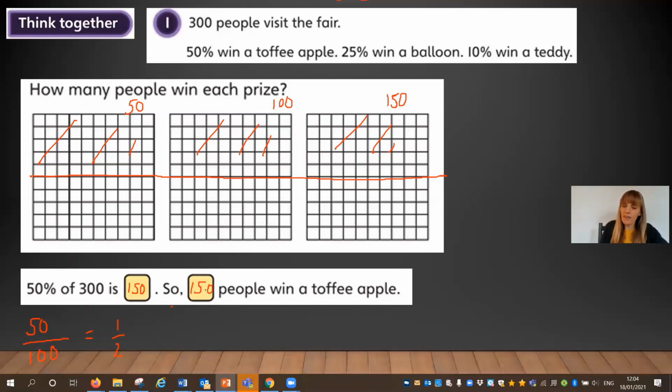Now that means you can think about it just by thinking, well, 50% is half, let's just half 300. If you struggle to half larger numbers, you can use the diagrams to shade 50 out of 100 on each one, and then you will get to your final answer.